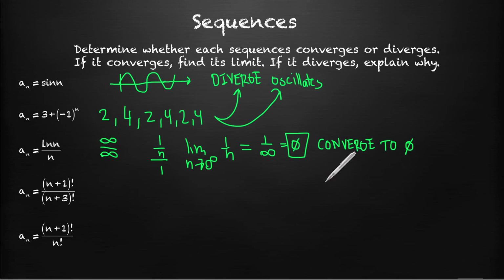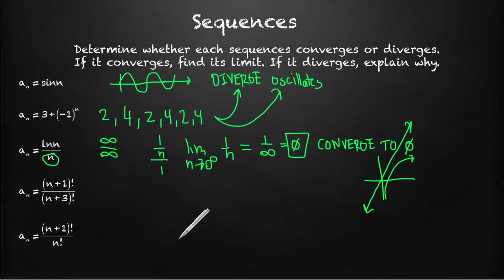Now, we also could have just taken a look at this and seen that the natural log curve looks like this, and the linear function looks like that. And so the linear function is going to grow much quicker than the natural log function. Therefore, as n gets bigger, the denominator is going to be much bigger than the numerator, and eventually the numbers are going to head to 0.